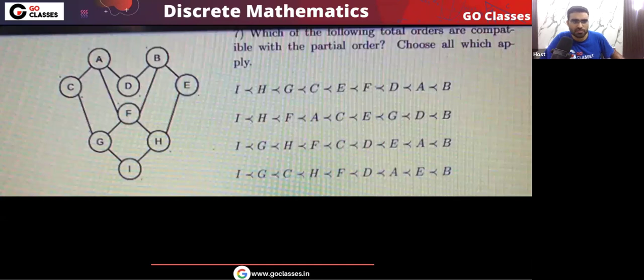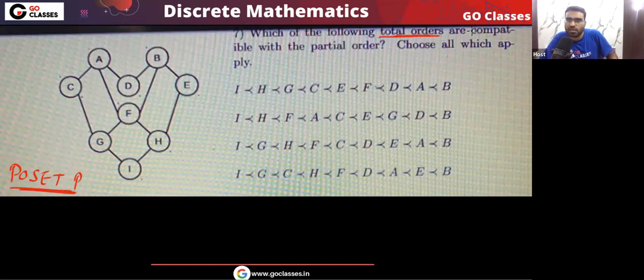Tell me the answer. This is an MSQ question. This Hasse diagram is given to you. So this is your POSET P. The question is saying, which of the following total orders are compatible with this partial order? So all you have to do is find the topological order. So let's find the topological order.